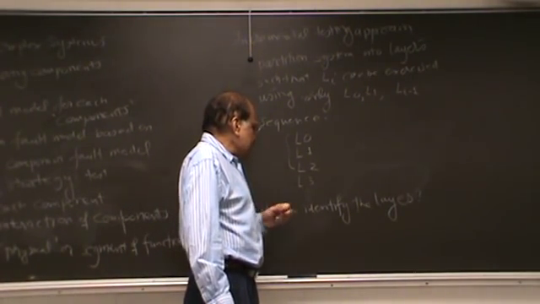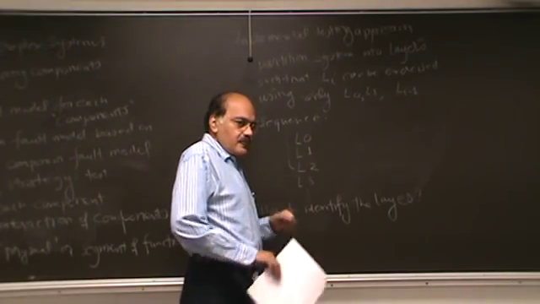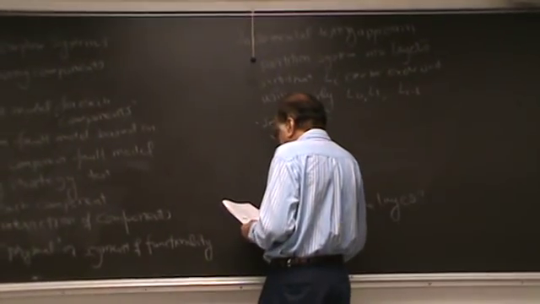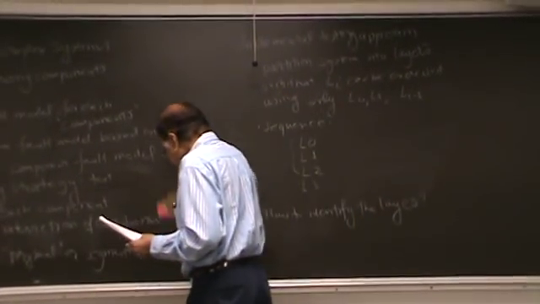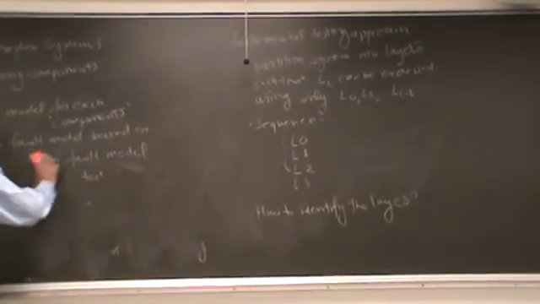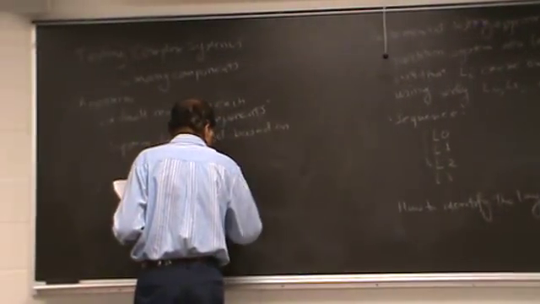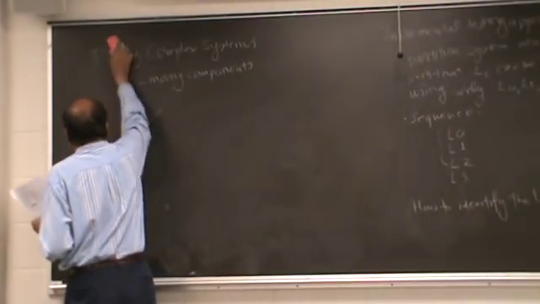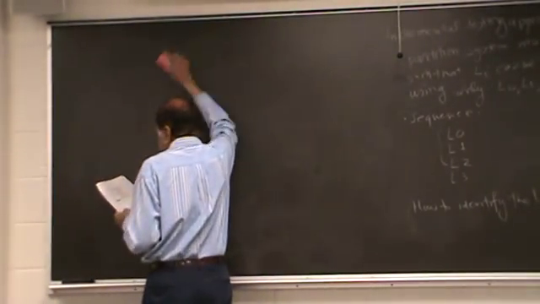In software testing that is common. In hardware, how do you identify the layers? That can be hard because it is not that easy to separate things. For example, if you have a processor, how do you divide the processor into layers?